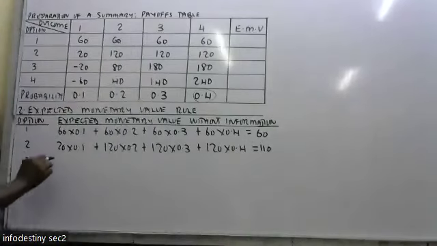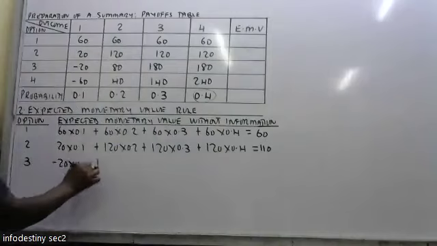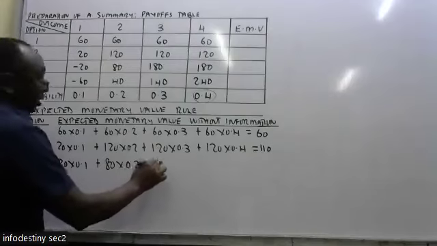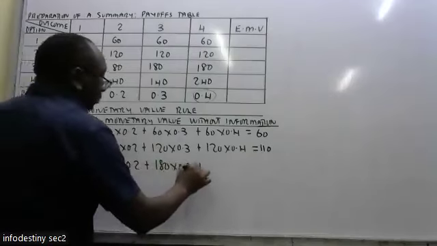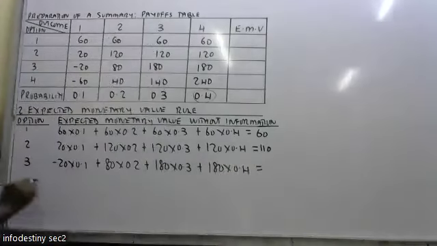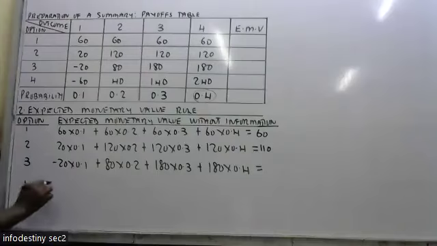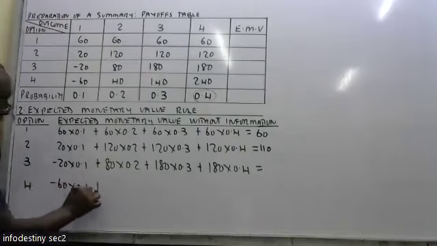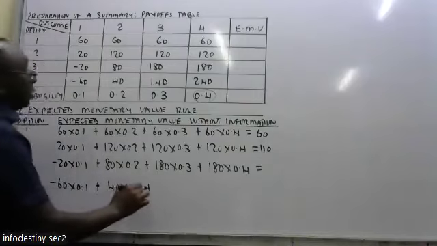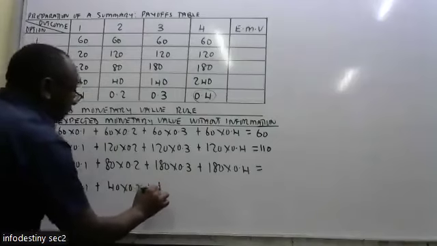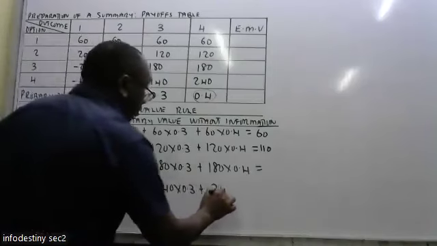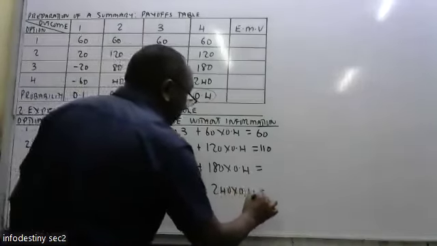Write number 3, the same thing: minus 20 times 0.1 plus 80 times 0.2 plus 180 times 0.3 plus 180 times 0.4. Then you go to number 4. That is minus 60 times 0.1 plus 40 times 0.2 plus 140 times 0.3 plus 240 times 0.4.